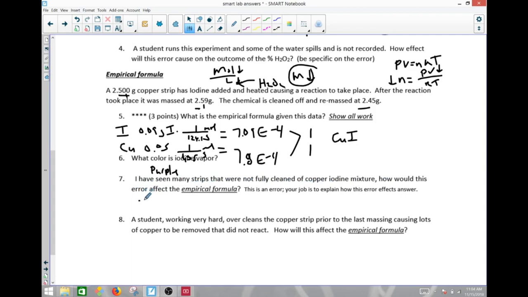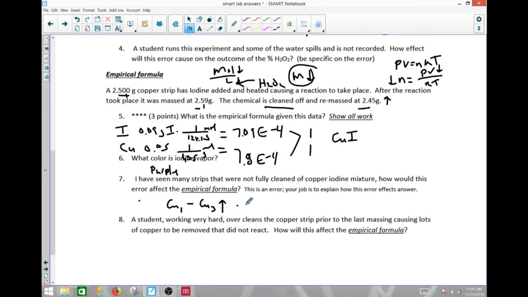So again, let's say that the last one is not fully cleaned. When it's not fully cleaned off, the error is that this mass is actually higher than it's supposed to be. Because it's the third weighing, it's only affecting the copper. So copper initial weighing minus the copper on the third weighing, and I always follow the error. The error is that this is too big. It should be smaller. It's too big because it isn't cleaned enough. Some of it was removed.